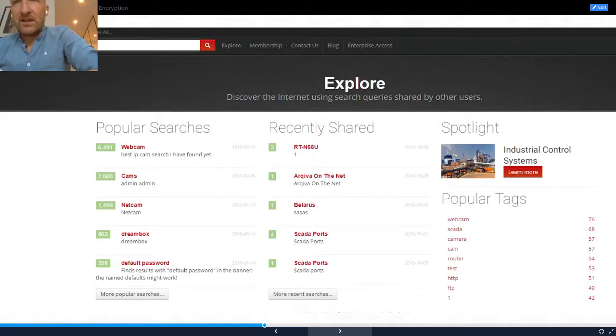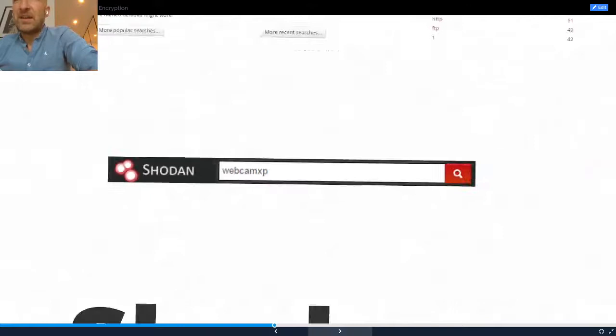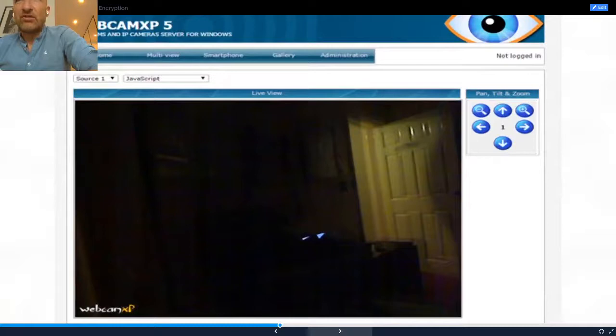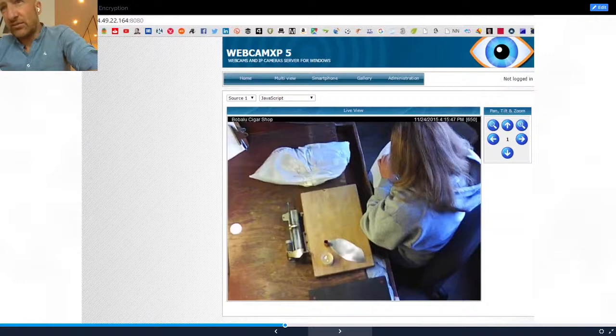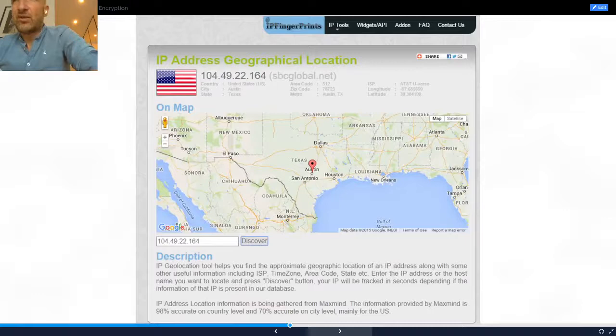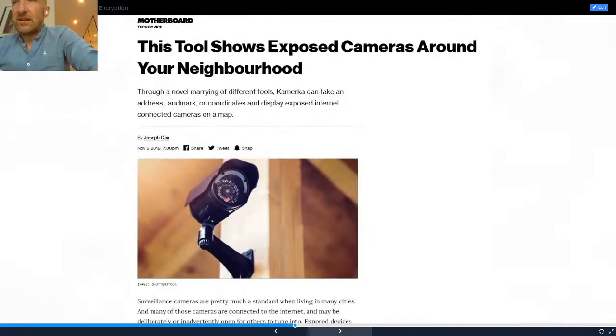So you just type in, for instance, in this case, webcam XP, and what happens is you get back a list of IP addresses of webcams which are online. There is one in someone's house. I've seen them walking by. There is a cafe, which is not too bad, of course. And you can then do an IP address geographical location lookup to see where the IP address is. So that can lead to security and privacy worries.